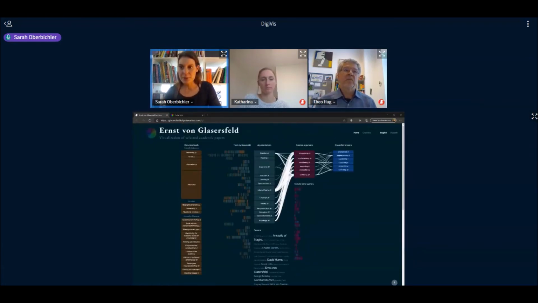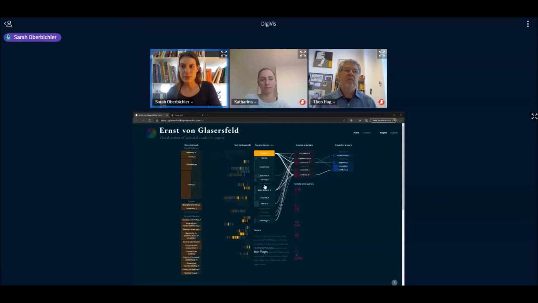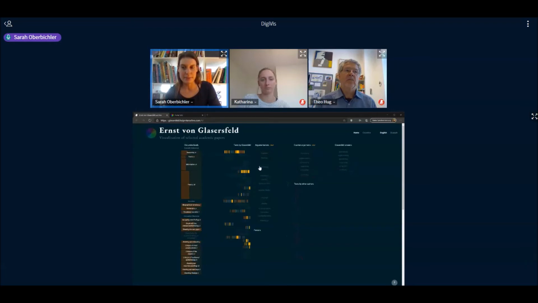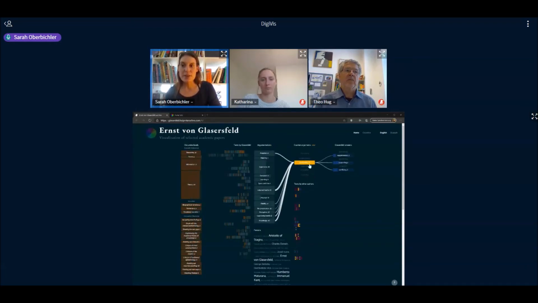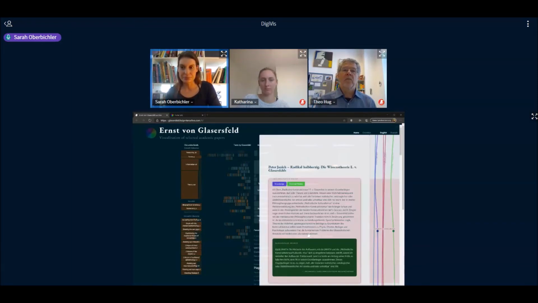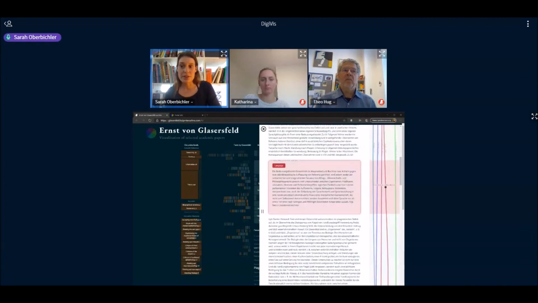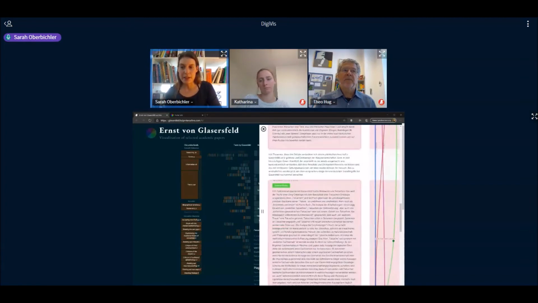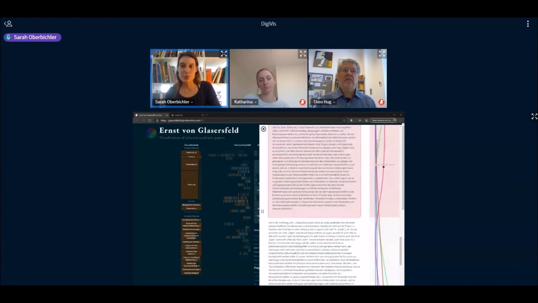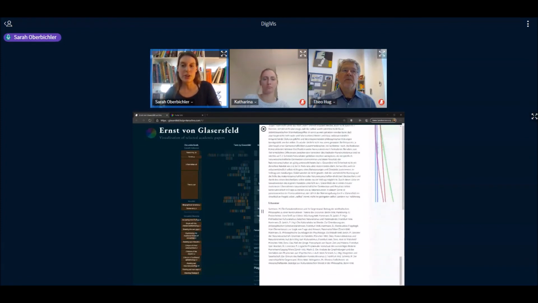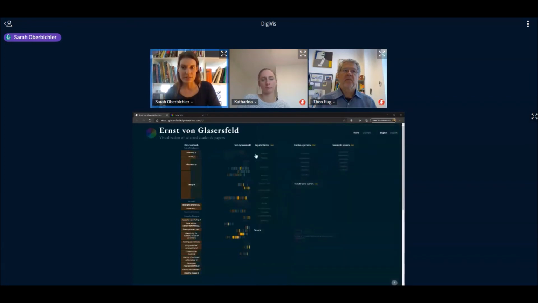The first principle was everything in the visualization is related to each other. So just like intertwined strands, every element of the visualization is connected to other elements. The second principle was the visualization always leads to the original text. There are always access points to the original text of Glasersfeld through the visualization. And the last point for us was simplicity over complexity. So only one selection per dimension is possible in order to avoid overloading users with information.